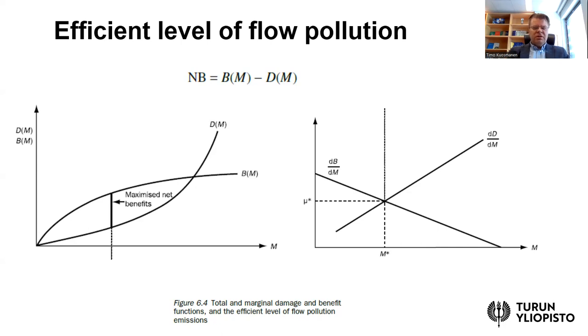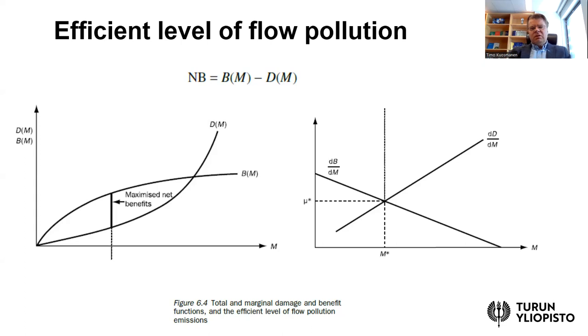This marginal benefit function is just the derivative of function B with respect to M, and the marginal damage is just the derivative of the function D with respect to M. If we find the point where marginal damage equals marginal benefit, then we arrive at this point M asterisk, where marginal benefit and marginal damage are equal. And at that point, on the left-hand side diagram, it coincides with the point where the difference between the benefit function and the damage function is as large as possible. So this is the principle of how you can find the societal optimal level of emission.